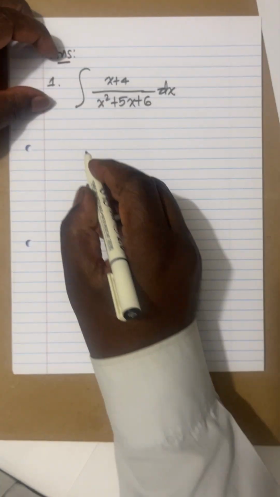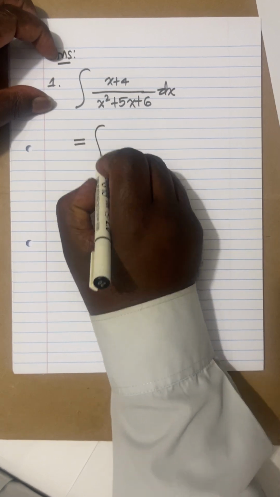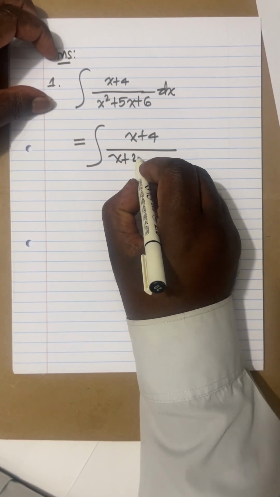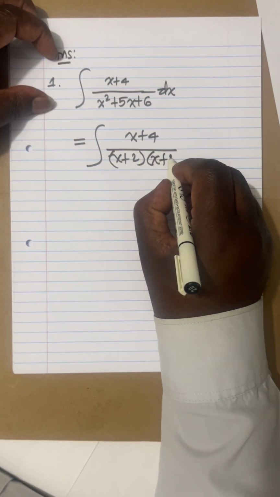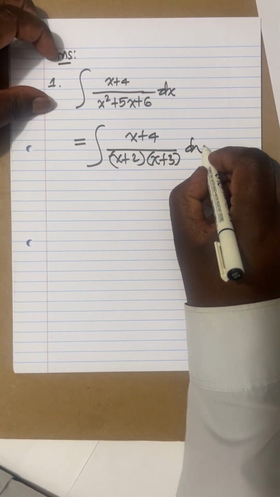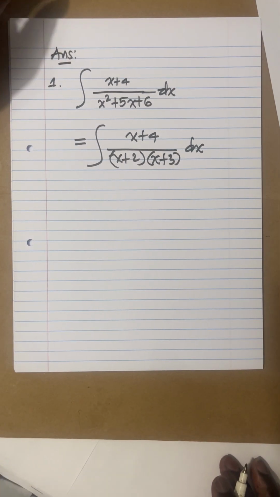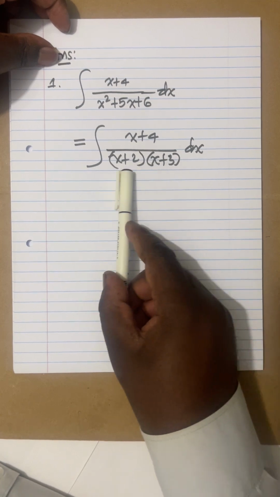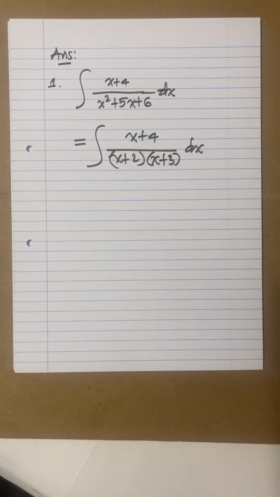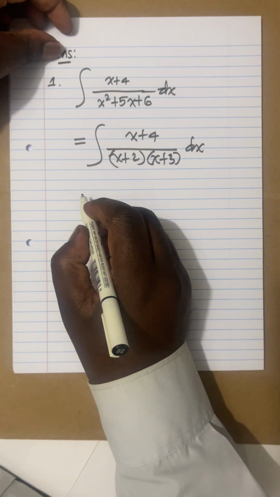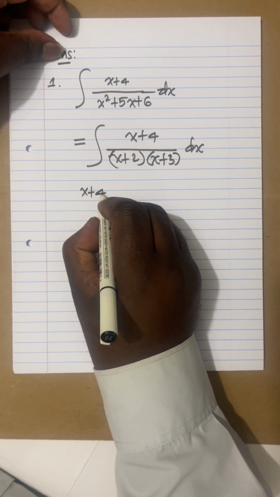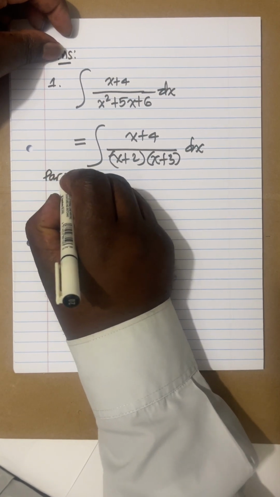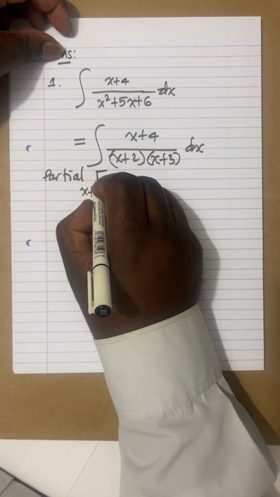So now I can comfortably say that this is equal to the integral of x plus 4 all over x plus 2 and then x plus 3 dx. Now we're going to perform what we call partial fraction decomposition here. You notice these two terms are both linear terms. x plus 2 is linear and x plus 3 is also linear. So we're now going to look at what we call partial fractions.